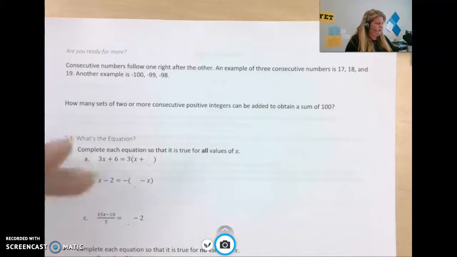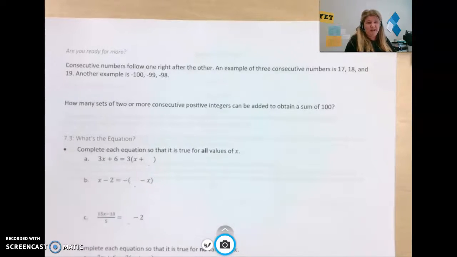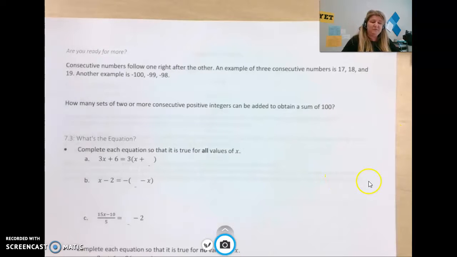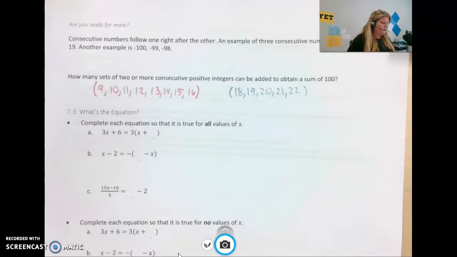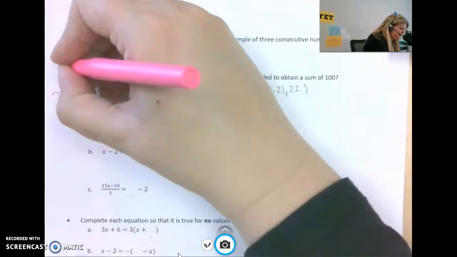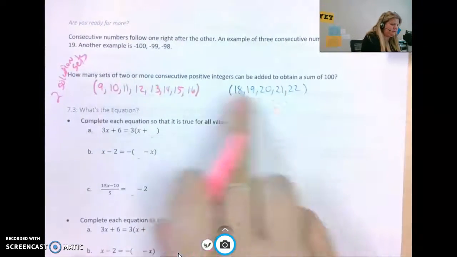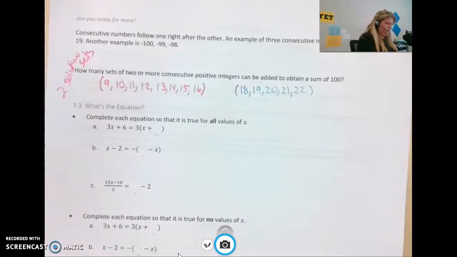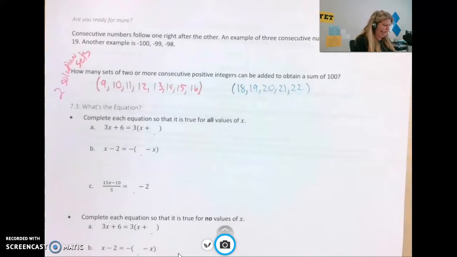The intent is that you would practice and just kind of guess and check to see how many sets of 2 or more consecutive positive integers you could add to get 100 as your sum. You're welcome to pause this and work through that sum. I'm just going to show you the solution and then move on. So there are 2 solution sets, and they're each listed here if you want to make a note of that.